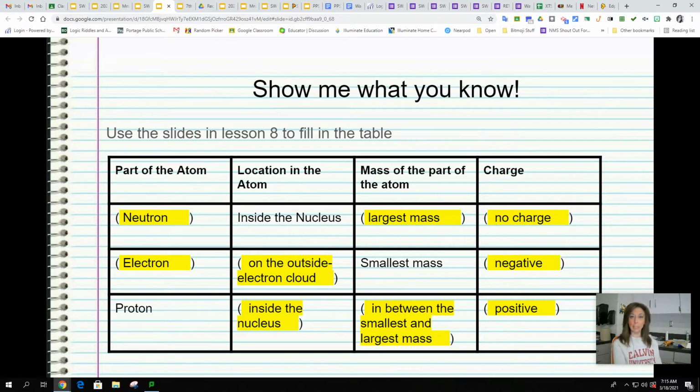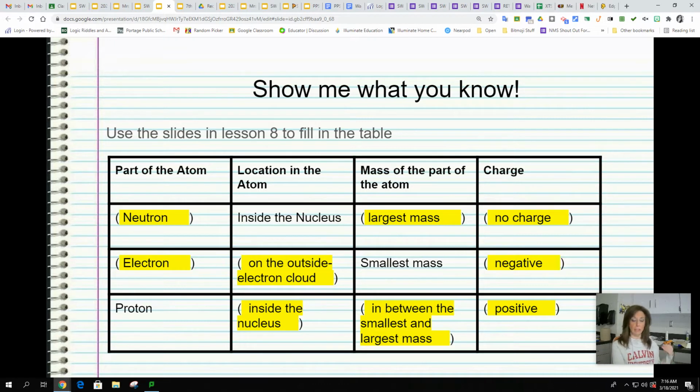Okay, so let's talk about yesterday's assignment. Going over this lesson from lesson 8, this slide. As you watched the video and reviewed the slides and looked at the BrainPOP, this is what you should have gotten for slide, I think it was 113. You were given proton that is located inside of the nucleus. The mass of that is in between the smallest and largest mass of the three subatomic particles. So it's the one in between. It has a positive charge.